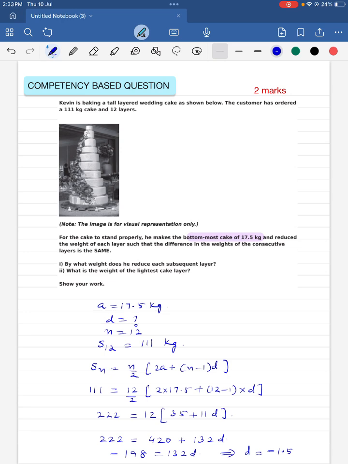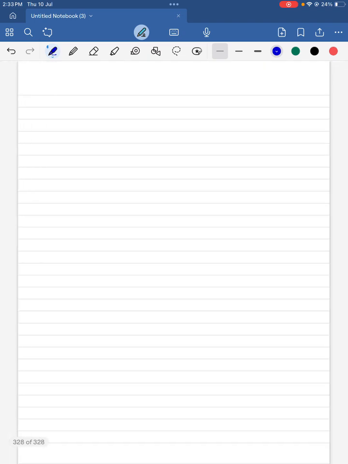Okay, so now let's find out what is the weight of the lightest cake layer. Let's use an alternate formula for the sum of n terms of the AP. So Sn we also know is n by 2 into a plus the last term. The lightest layer will be the last term, so we just need to find the value of L from this.